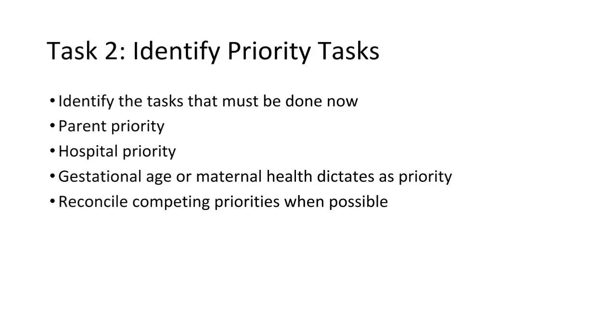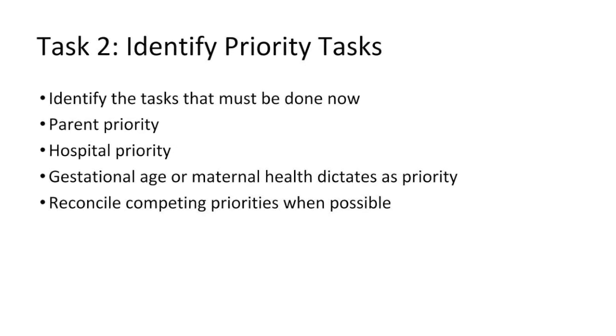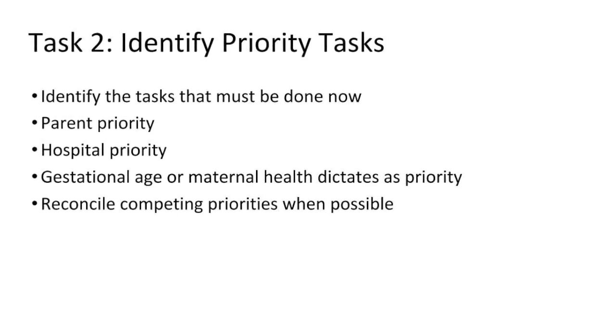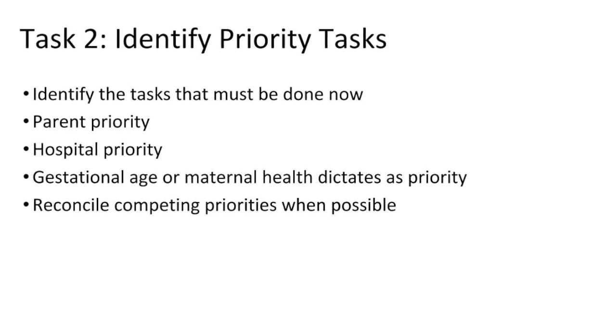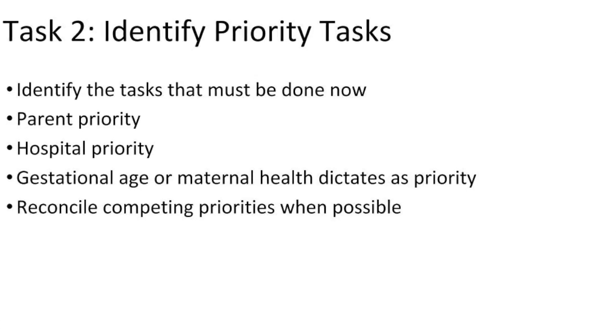Task 2 is to identify priority tasks, requiring the care coordinator to assess how much time there likely is before baby's birth or death. This is based on gestational age or maternal health, or sometimes on a mother's choice of early induction. Parent priorities must be weighed in with hospital priorities. Competing priorities need to be reconciled whenever possible. Once the order of priorities is determined, the care coordinator guides the parents and informs the interdisciplinary team.